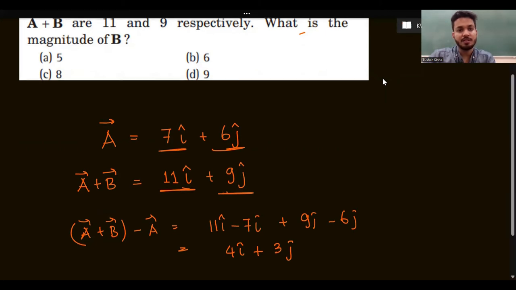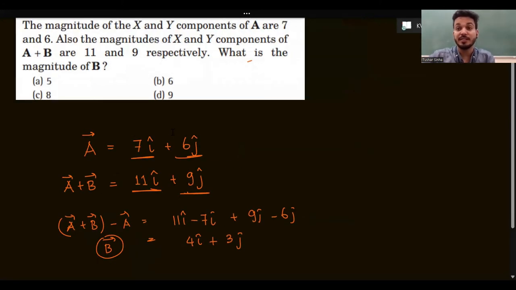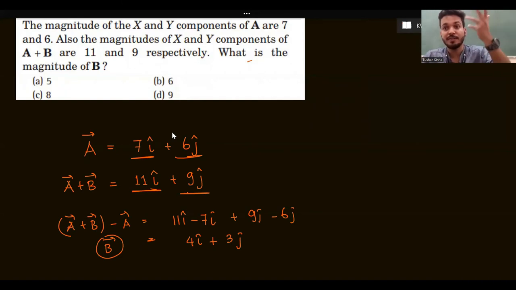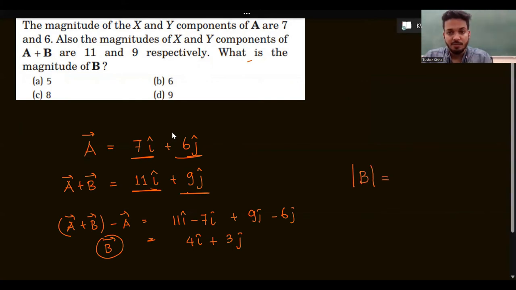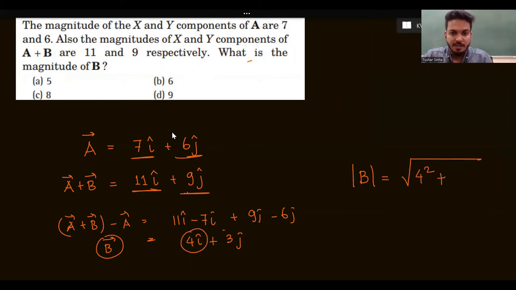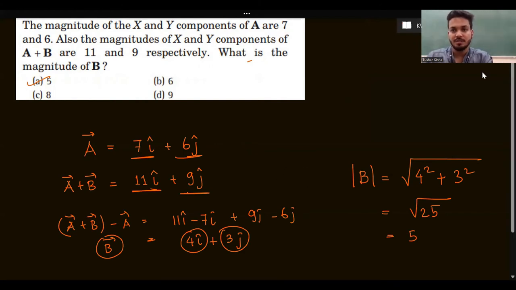Okay, so this is the b vector, but they don't want the b vector. The question is asking what is the magnitude of b. So remember I told you how to find the magnitude. If you are given the component form, all you have to do is square the components and take a square root. So the magnitude of b vector will be the square root of 4 squared plus 3 squared, making this the square root of 25, which is 5. So for this, option A is correct. Okay, let's do some more questions.